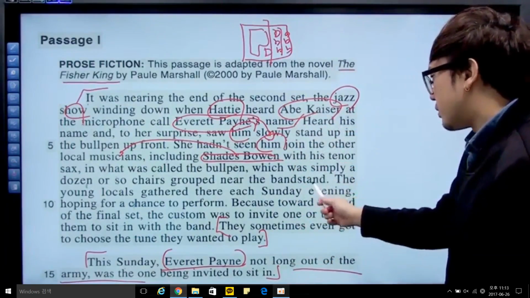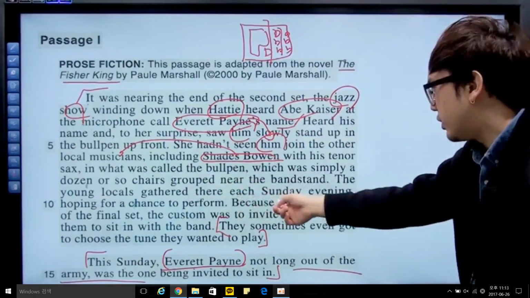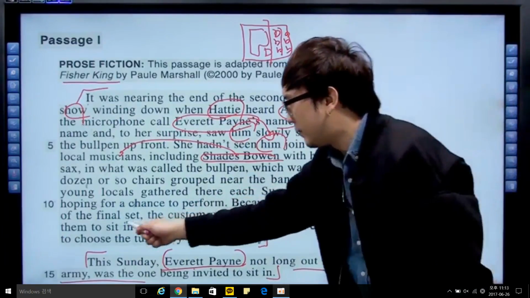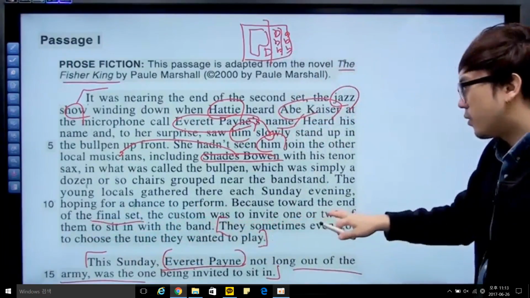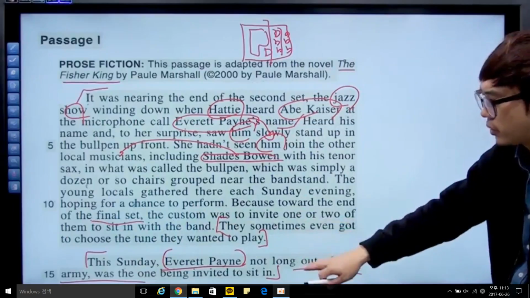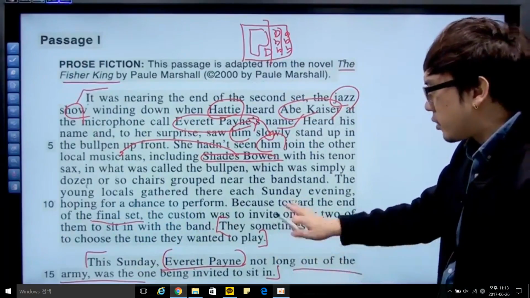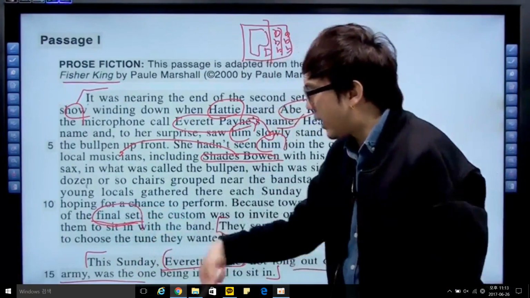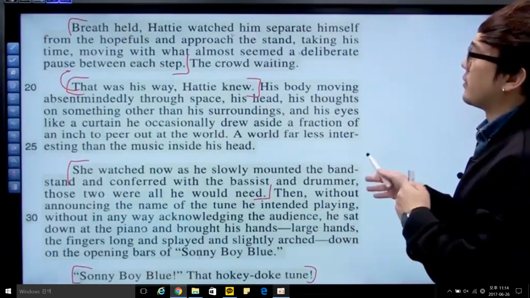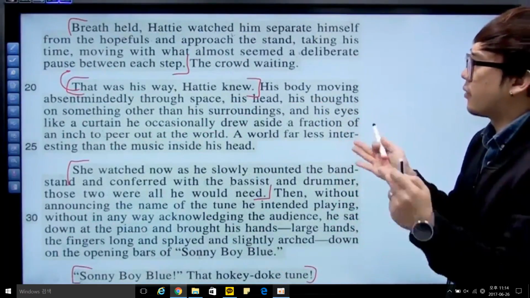It says, the young locals gathered there each Sunday evening, hoping for a chance to perform, because towards the end of the final set, the custom was to invite one or two of them to sit in with the band. They sometimes even got to choose the tune they wanted to play, right? So therefore, definitely a final set. We're talking about a final set here, right? So second set is the final set of the show itself.